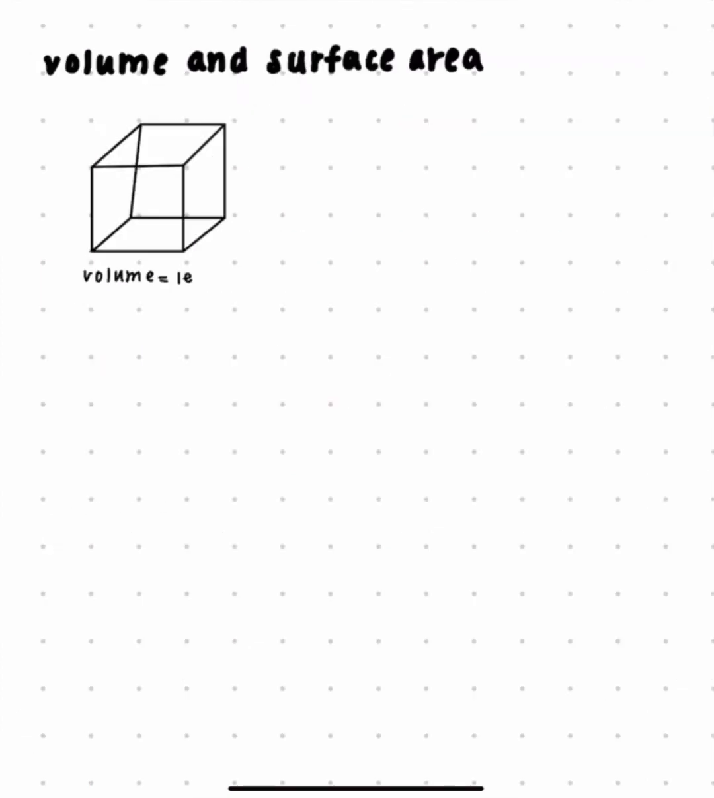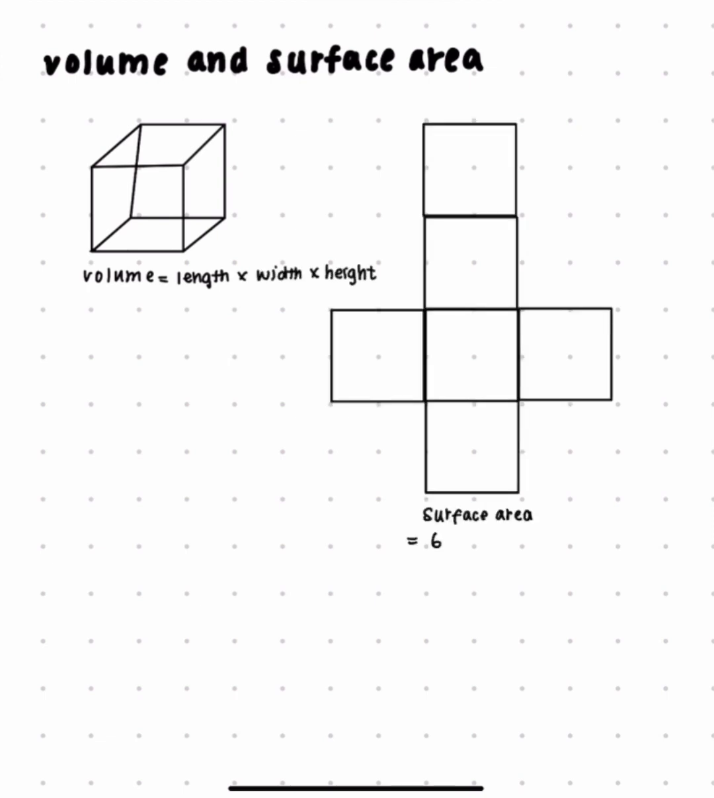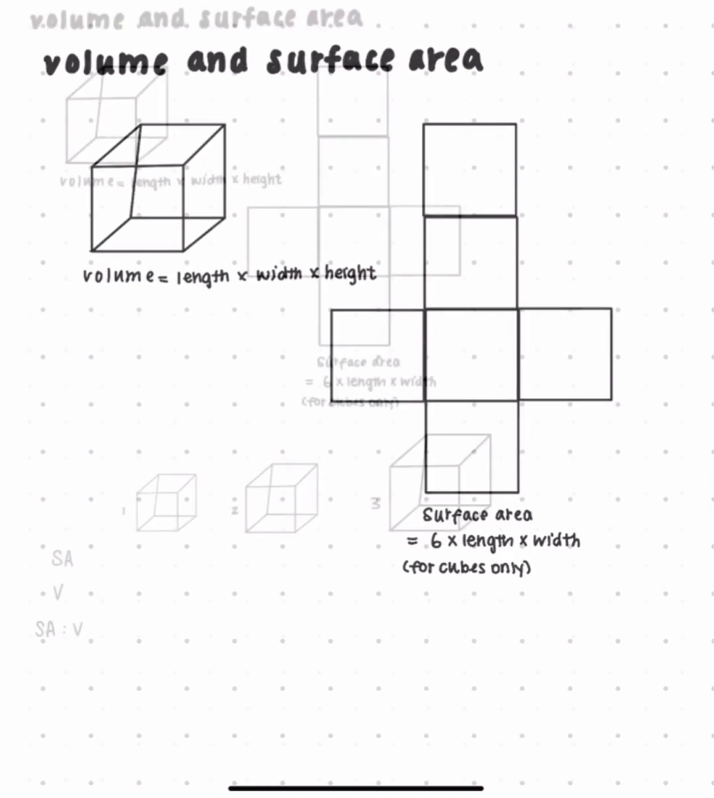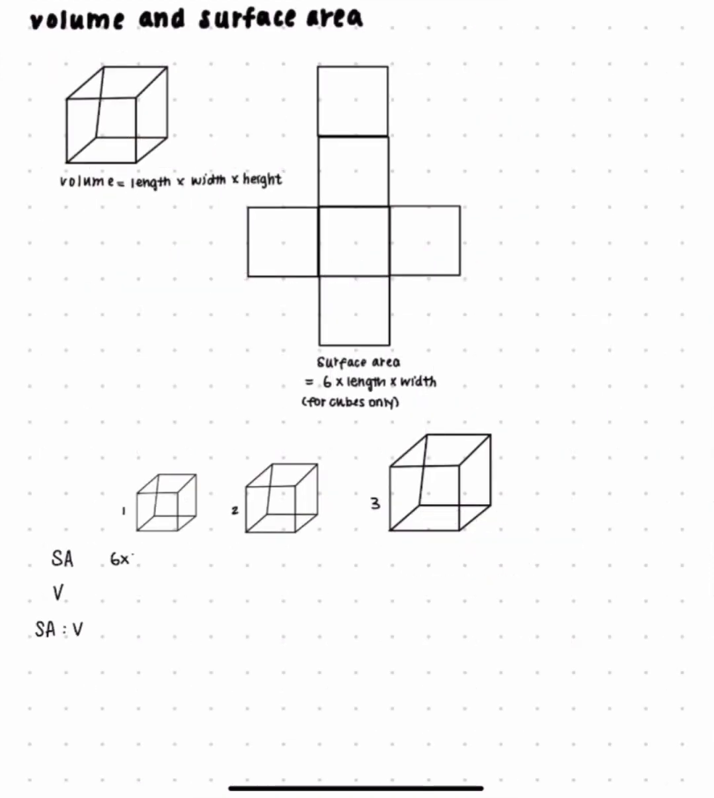So here I'm just going to review with you volume and surface area. The volume of the cube is just equal to length times width times height, which is the side cubed. And the surface area is just 6 times the length times the width. So here there is an example of 3 cubes with side lengths 1, 2, and 3 respectively.